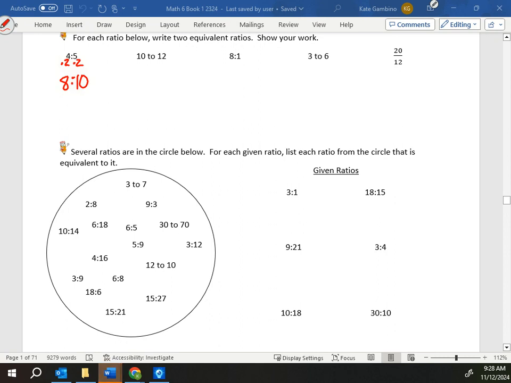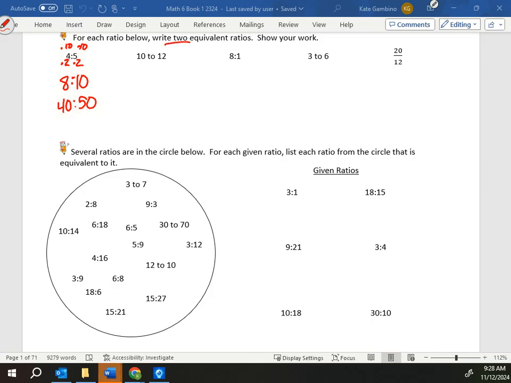Is that the only equivalent ratio we could have, Emma? We can multiply them both by 10. You can choose which numbers. 4 times 10 is 40. 5 times 10 is 50. You get to choose what you multiply by. Just like with the equivalent fractions, you got to choose.